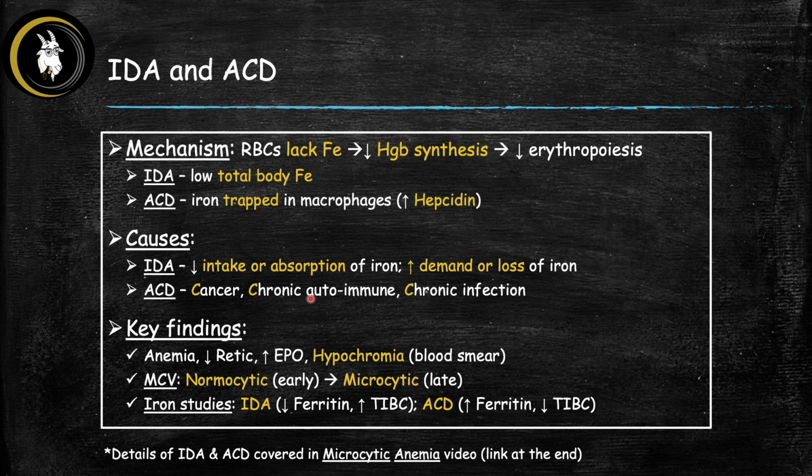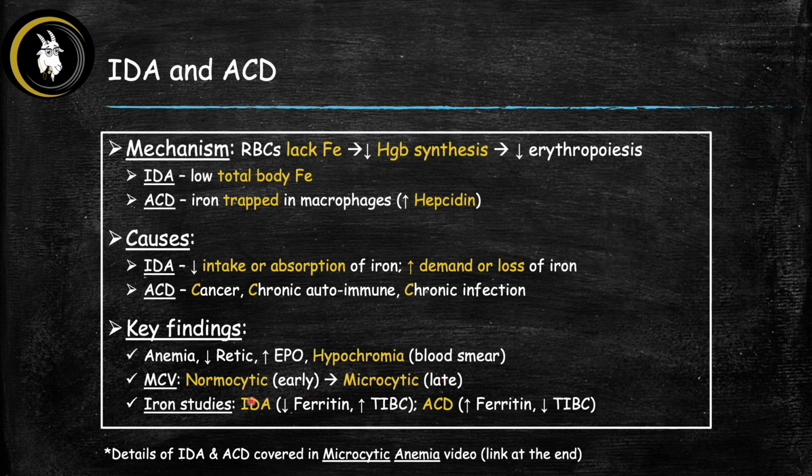For anemia of chronic disease, the causes, of course, are going to be chronic diseases, and the main ones are going to be cancer, chronic autoimmune disease, and chronic infection. Now, the key findings here are going to be anemia, of course, with low reticulocytes because this is underproduction, and then you're going to get hypochromia on the blood smear because of the decrease in hemoglobin synthesis. And as I mentioned earlier, these can cause normocytic anemia early and microcytic anemia later as the disease progresses.